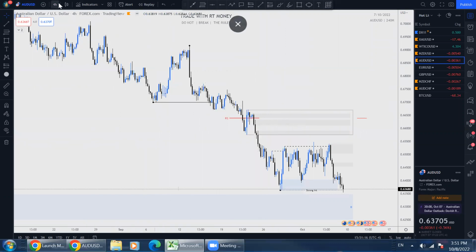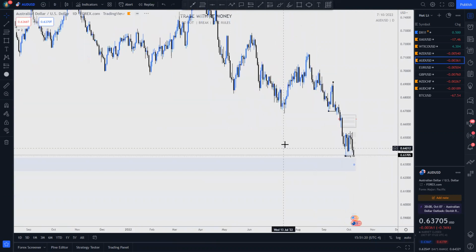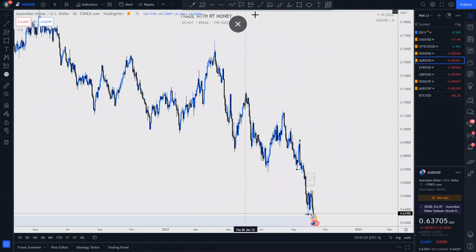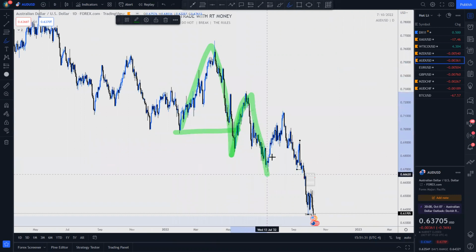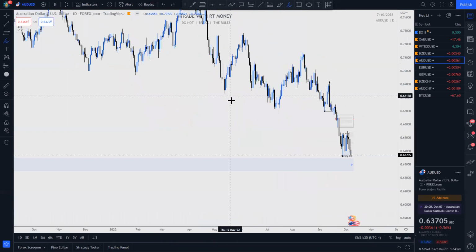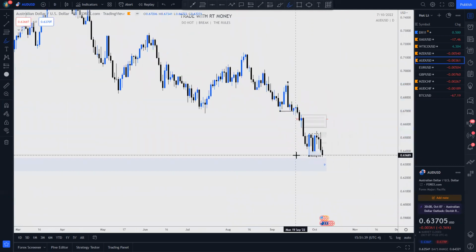So let's take a look at the charts. If we take a look at the daily, we can see easily that this is in a downtrend. It doesn't take rocket science. We're breaking lows, making lower highs, lower lows, lower highs, lower lows. And we had a very big bearish leg there. Well, that's just a bear.